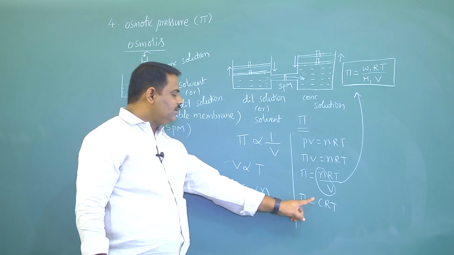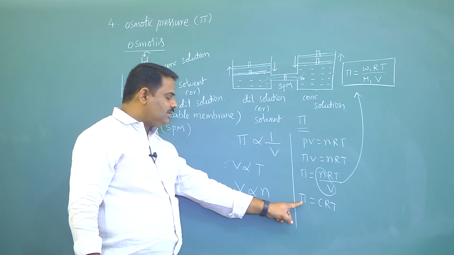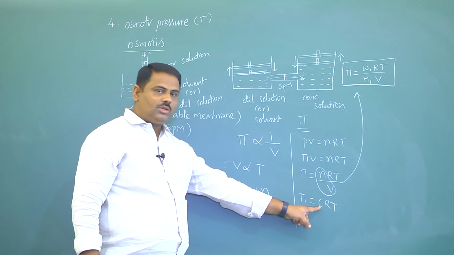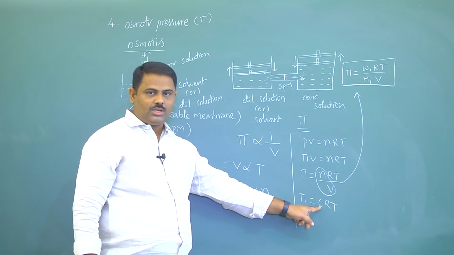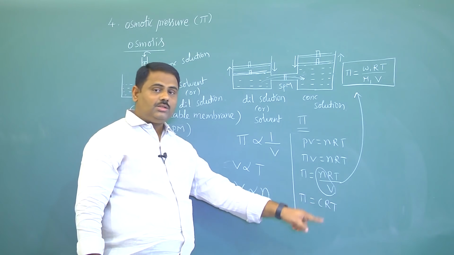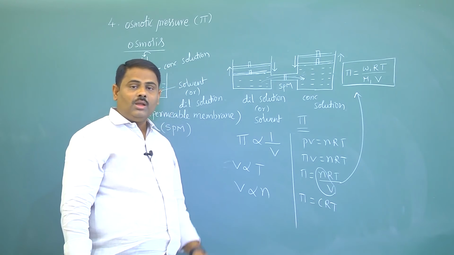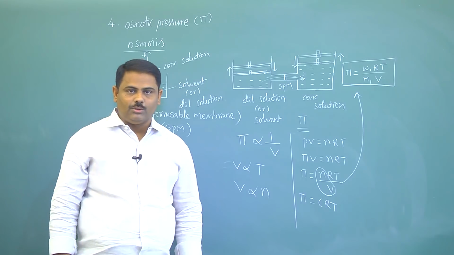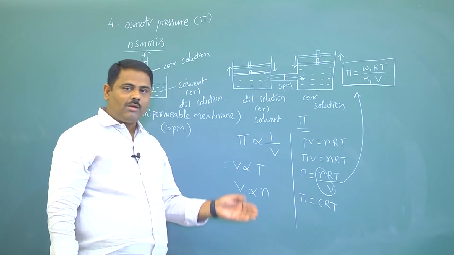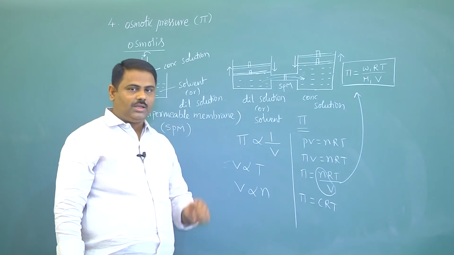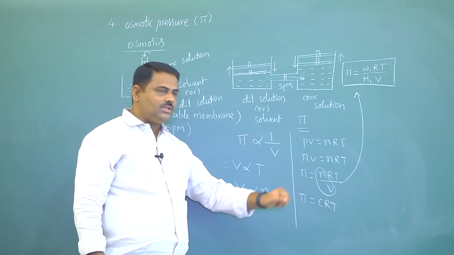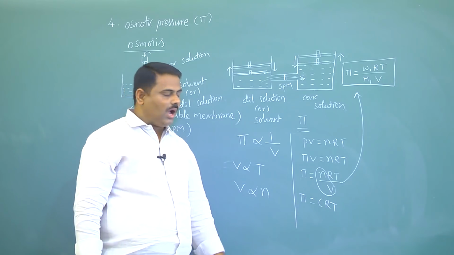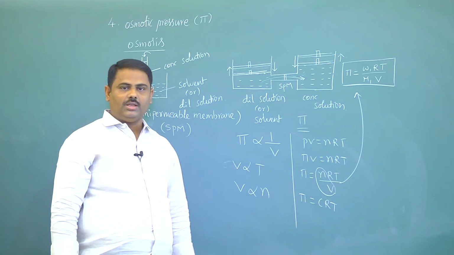Now see this relation once. Osmotic pressure is directly proportional to concentration of the solution. Concentration of solution depends on the number of particles of solute. As the number of particles of solute increases, the concentration of the solution increases, and osmotic pressure also increases.